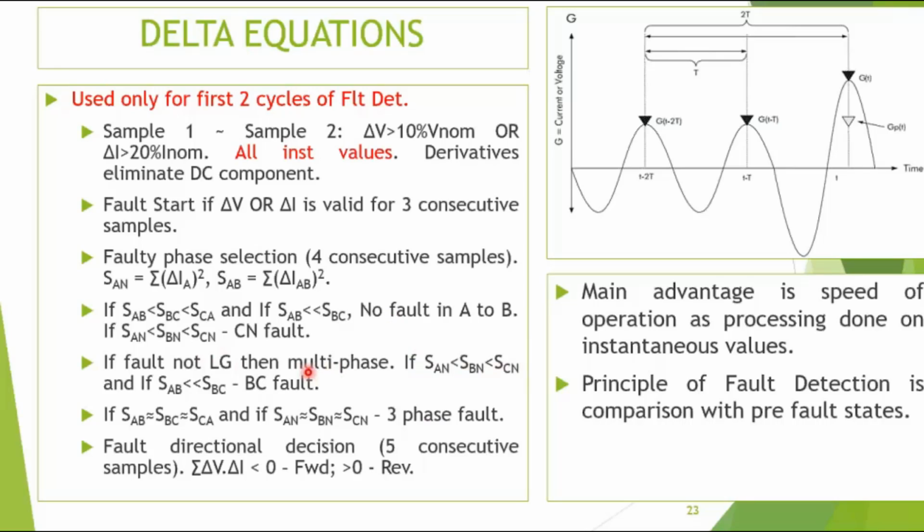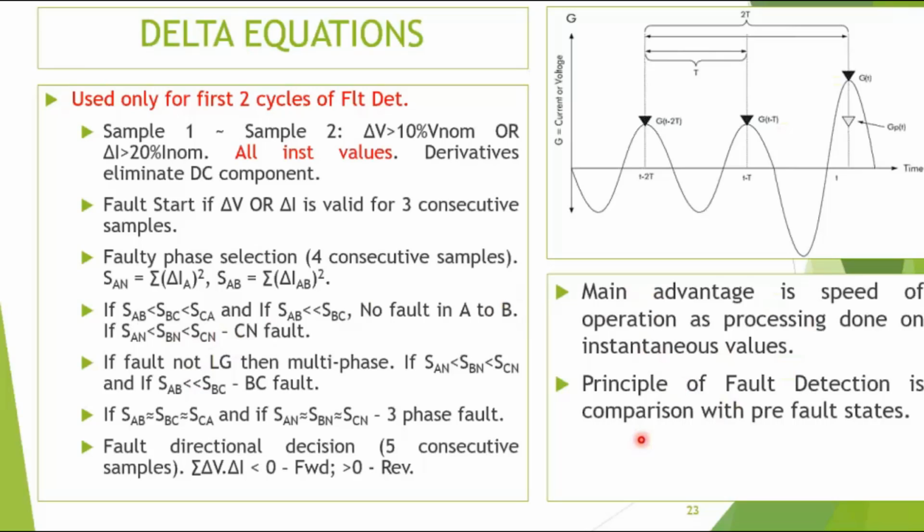Okay, it's a multi-phase fault. If you read through this, you will understand. If the power of Cn is the greatest, it is a Cn fault, subject to other conditions over here. No fault in A and B, A to B, that also has to be seen. Okay, so the main advantage is the speed of operation as processing is done on instantaneous values.